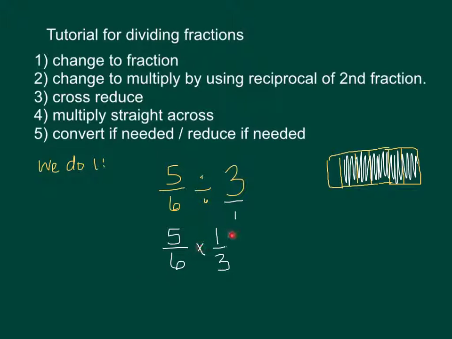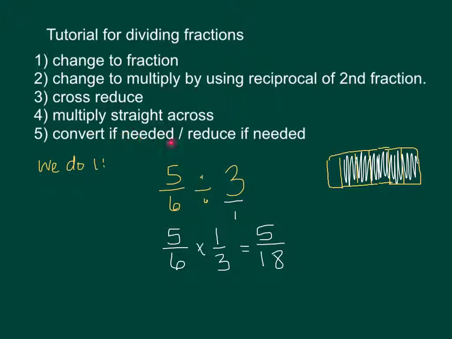Cross-reduce. 6 and 1, there's nothing that goes into both of those. 5 and 3, there's nothing that goes into both of those. Next step, multiply straight across. I would do 5 times 1 is 5. And 6 times 3 is 18.